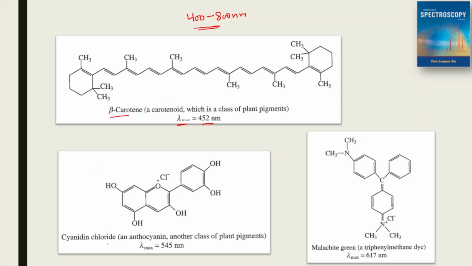Similarly, cyanidin chloride is also a plant pigment which is colored. Its lambda max is 545 nanometer because this compound also has a lot of conjugation. Similar is the reason for malachite green, whose lambda max is 617 nanometer because of the lot of conjugated system.